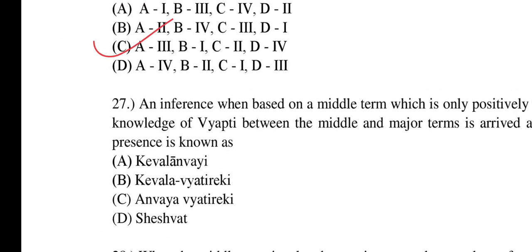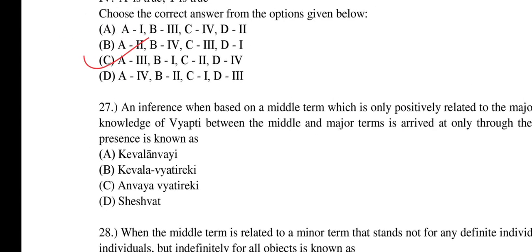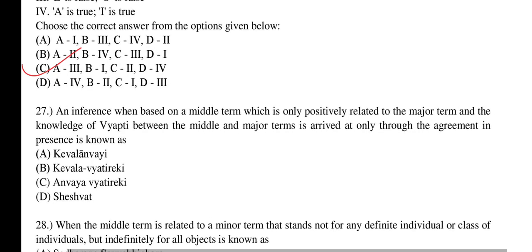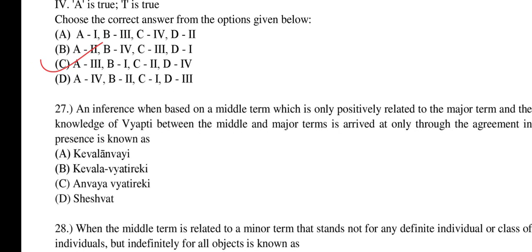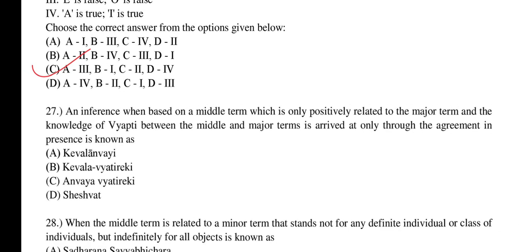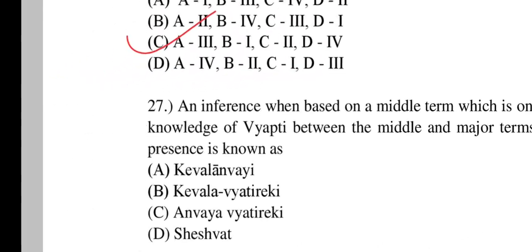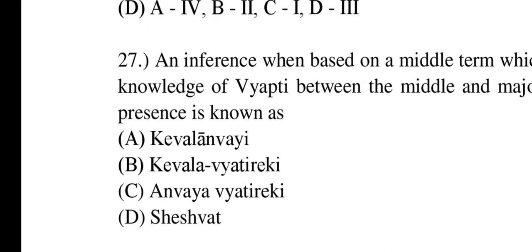27, an inference based on a middle term which is only positively related to the major term, and the knowledge of vyapti between the middle and major term is arrived at only through the agreement in presence, is known as what? A, B, C, D. Sorry for the pronunciation, it will be hard for me to pronounce.